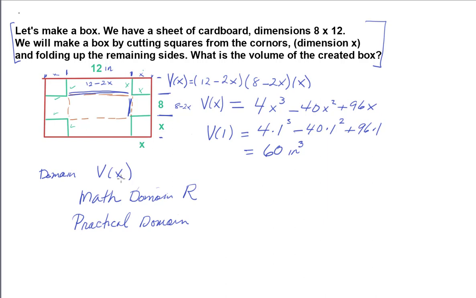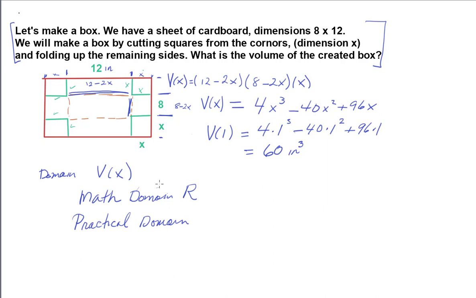Now, what about cutting a little corner off here where x is negative? Well, you can't cut a negative corner off. The smallest thing you could cut, I suppose, would be 0. Don't cut anything. So x could be 0, or it could be a positive number. So the practical domain will not contain any negative values for x.